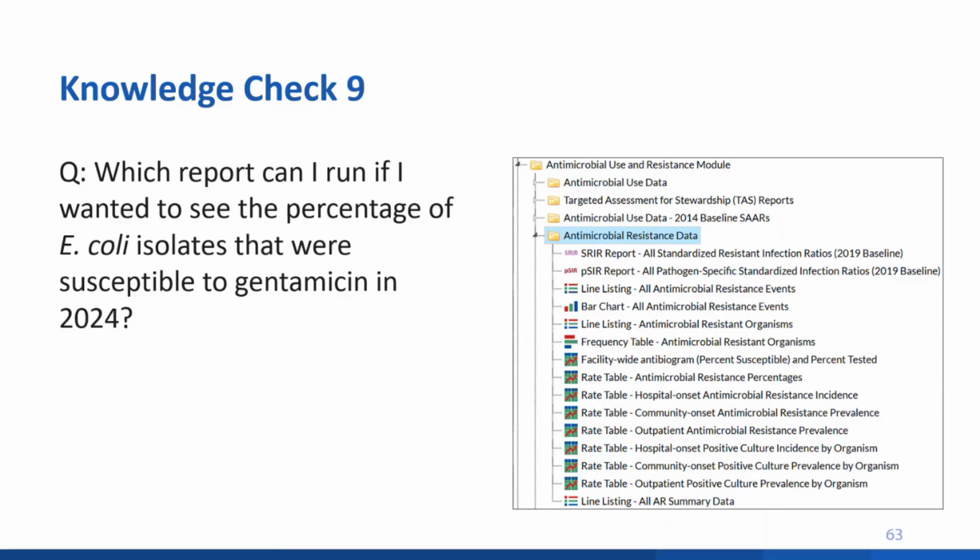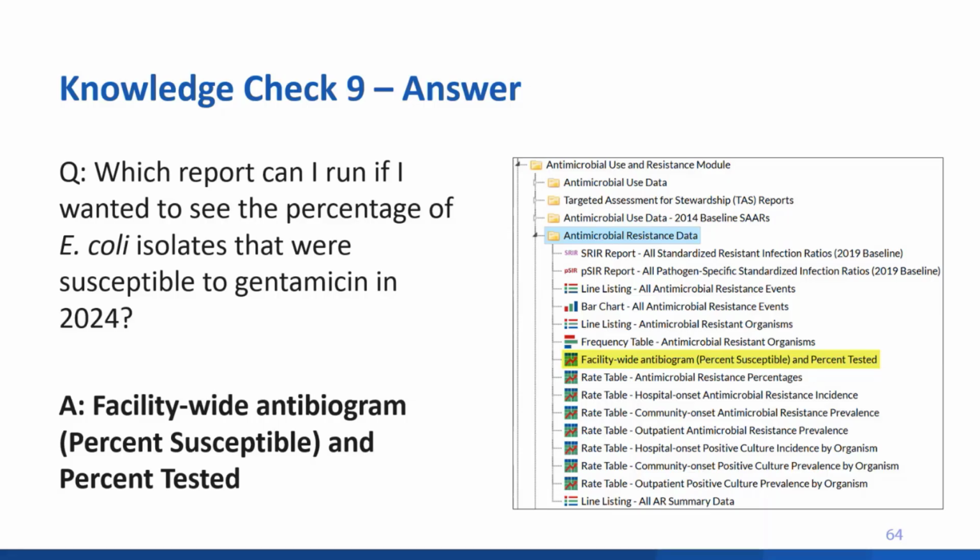The answer is the facility-wide antibiogram, percent susceptible and percent tested report. This scenario mentioned percentage susceptible to one drug. The antibiogram displays a table for percent susceptible for AR option eligible pathogens and the antimicrobial susceptibility test included in their panel.